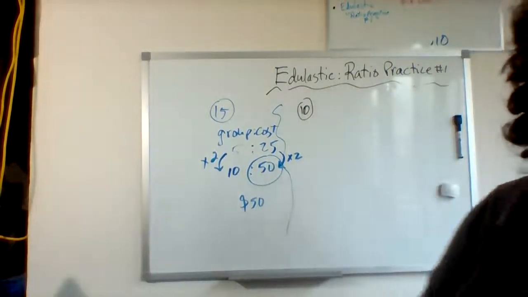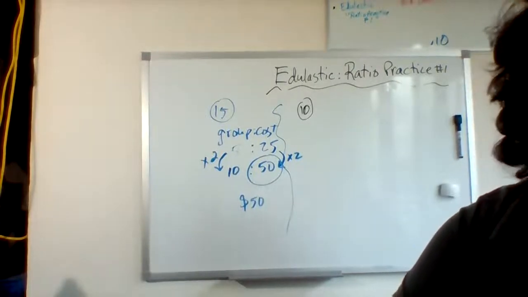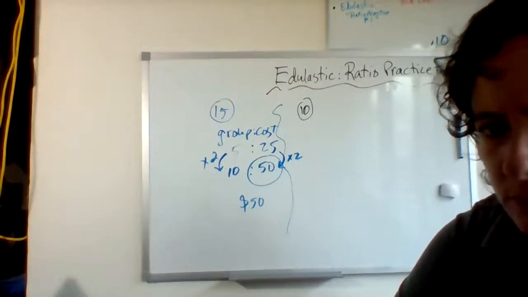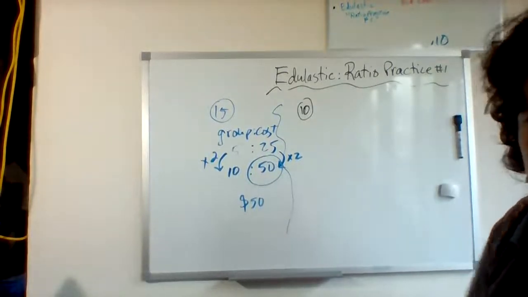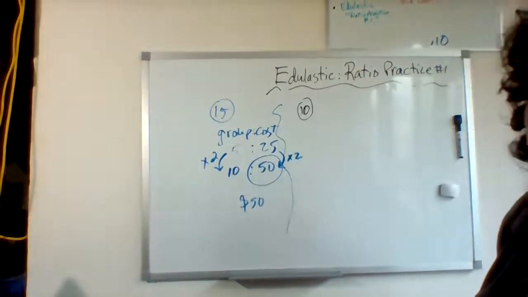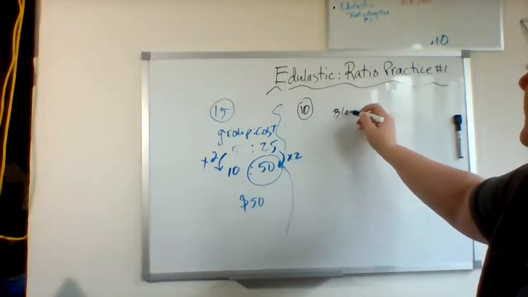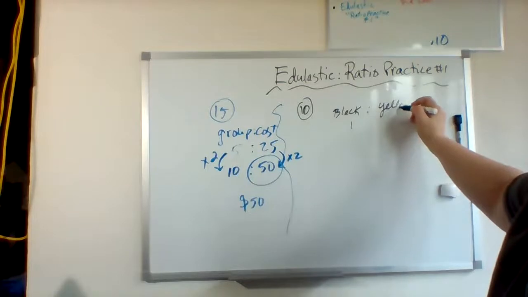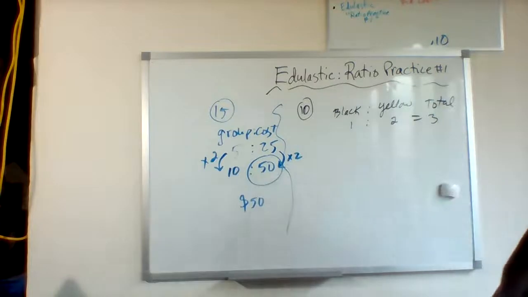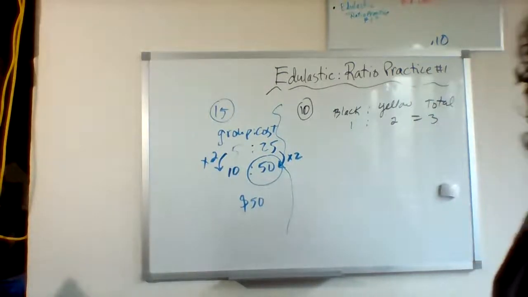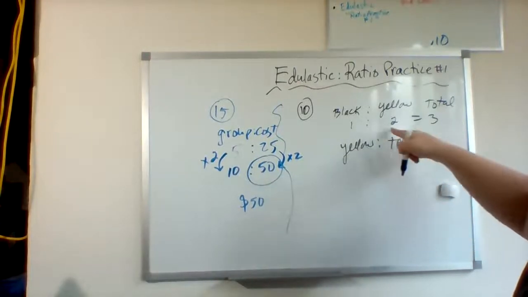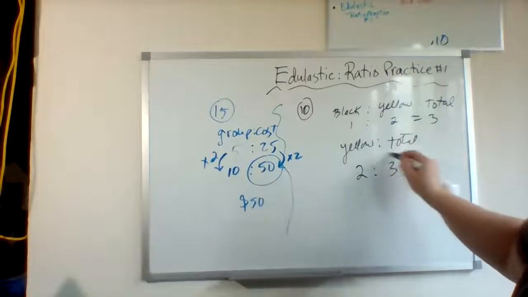Number 10. What is the ratio of yellow butterflies to the total butterflies, and choose the correct one. So I have black to yellow. My total is 3. They want yellow to total. Yellow is 2, total is 3, so 2 to 3.